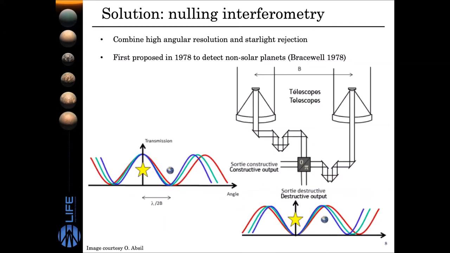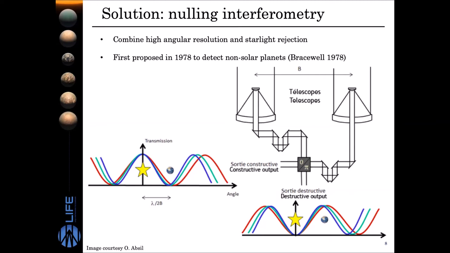So what is a good solution to do that? There is a solution which is called nulling interferometry, which combines starlight rejection and angular resolution. It was proposed for the first time in 1978 in a Nature paper by Bracewell. And the idea is shown by this graph on the right. The idea is to combine the light from two different telescopes in phase opposition, so you introduce a pi phase shift in one of the arms.